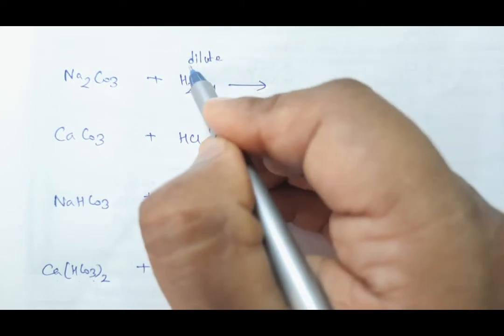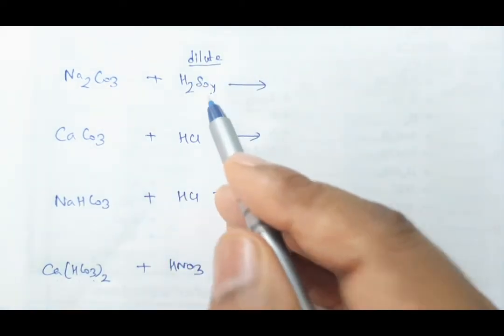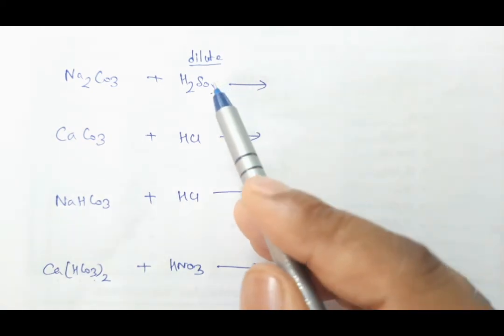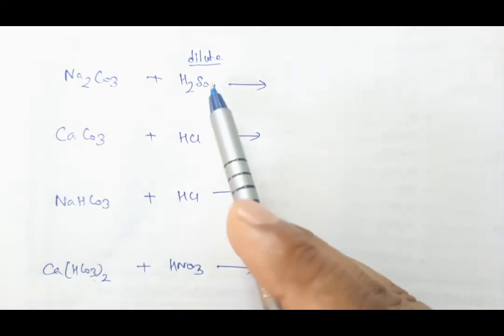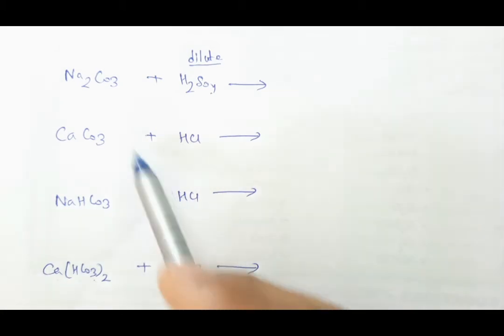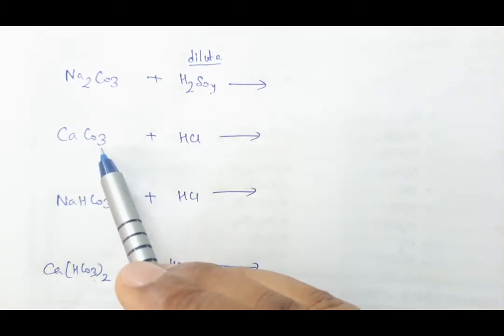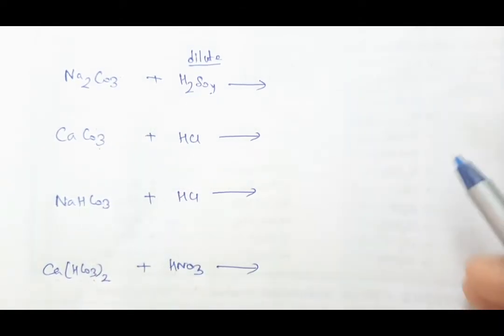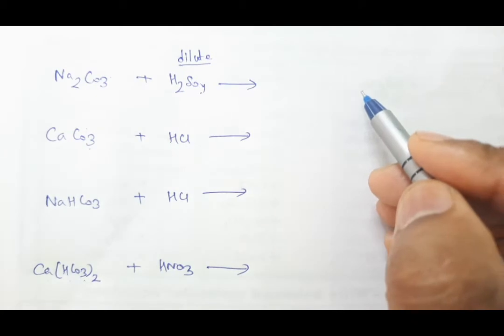Dilute acid means containing water. This is called sulfuric acid, this is hydrochloric acid, and this is nitric acid. As I said earlier, any acid, whether sulfuric, hydrochloric, or nitric acid, when it reacts with a carbonate compound, CO3, or a bicarbonate, HCO3 compound, two products on this side are common.